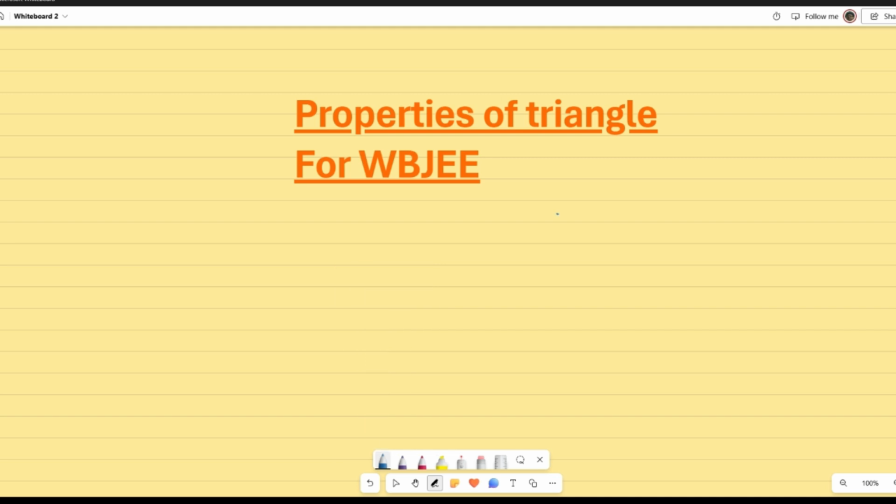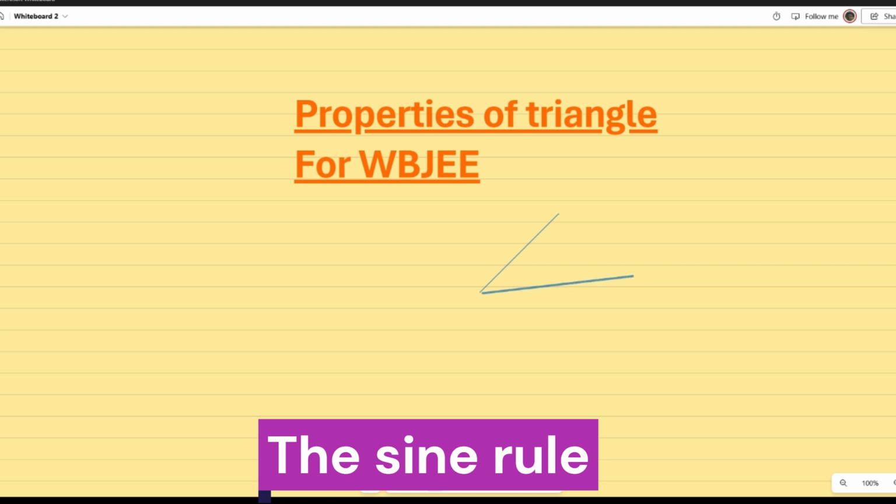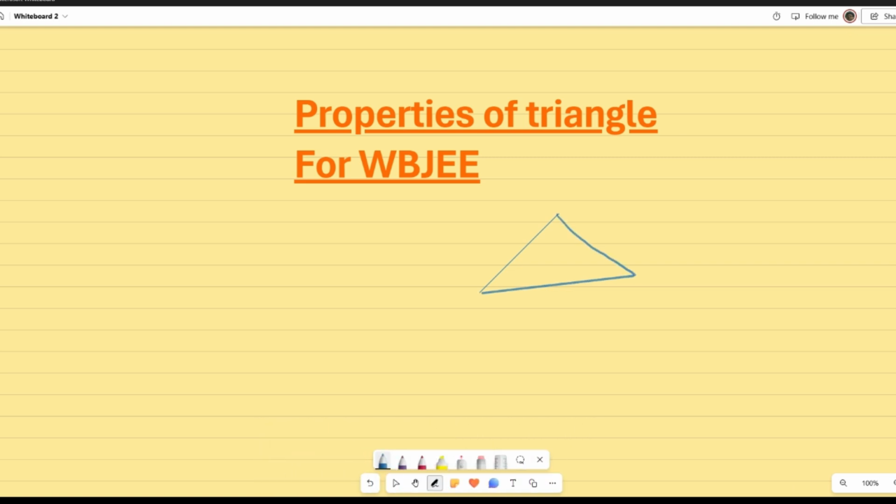In a triangle, in any triangle, there is a property of a triangle, actually the relationship between its sides and angles. In a triangle ABC, the length of this side is a, this one is b, and if this angle is A, this one B, this one C, then this side will be small c.